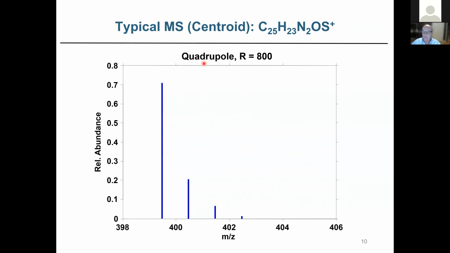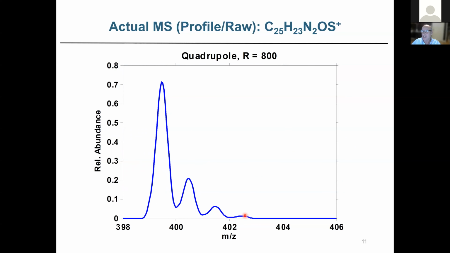This is an actual spectrum from a quadrupole at resolving power 800, and this is what you'll typically see on your computer screen. This is just a single ion at around 400 m/z. What the computer typically shows you is the data in centroid mode. So basically, they're sticks, okay? And what they really are, they're sticks of where the mass spectrometer has peaks, because what the mass spectrometer is really measuring underneath is what we call profile mode data.